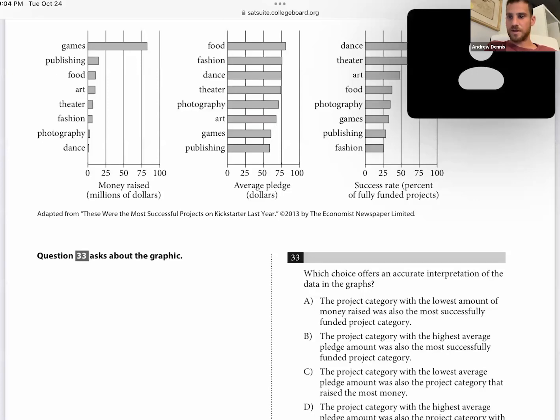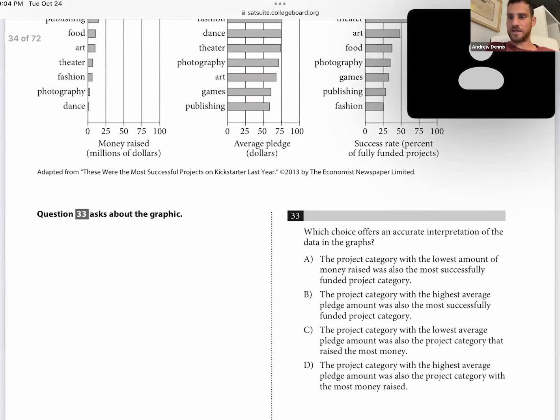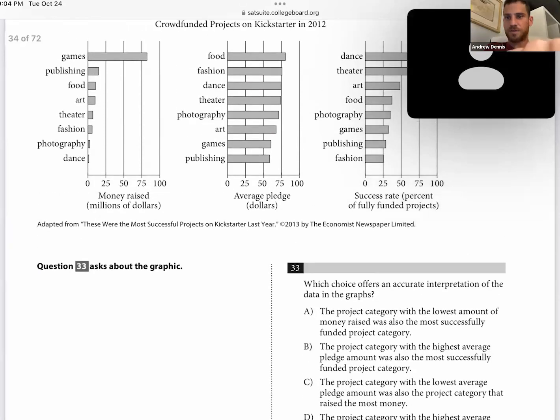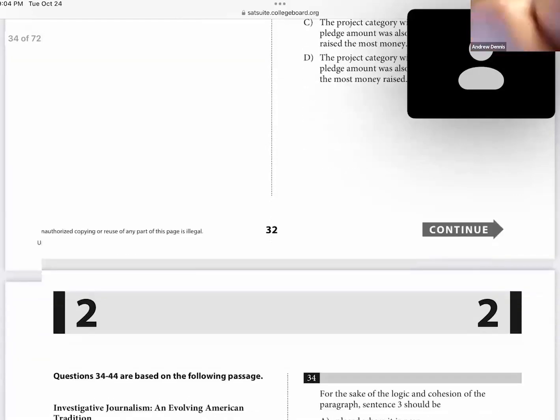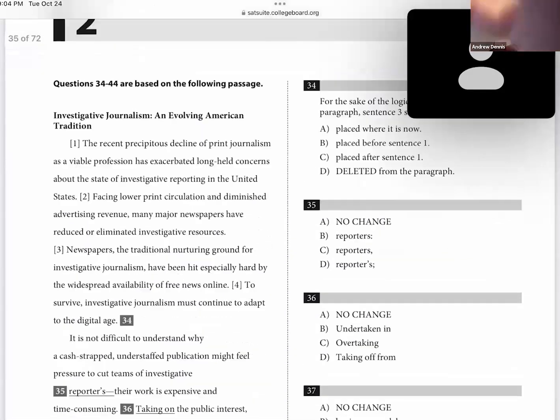No, games did. The project category with the highest average pledge amount was also the project with the most money raised. So highest pledge amount was food. Food was not the most money raised, games was. That's going to be the answer to that one.